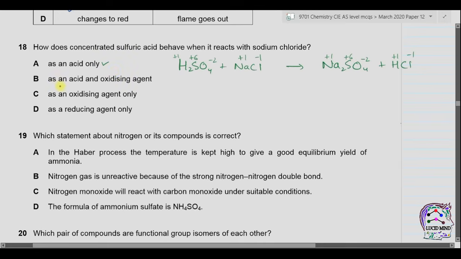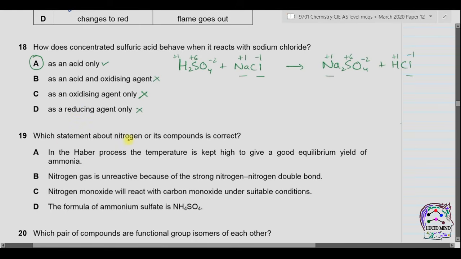Yes, it is true. It acts as an acid and oxidizing agent? So we can see that sodium is not oxidized. The oxidation state of sodium is unchanged. Oxidation state of chloride and sulfur is not changed, so it is wrong. So it neither behaves as an oxidizing agent nor a reducing agent. It only behaves as an acid. So the answer is part A.